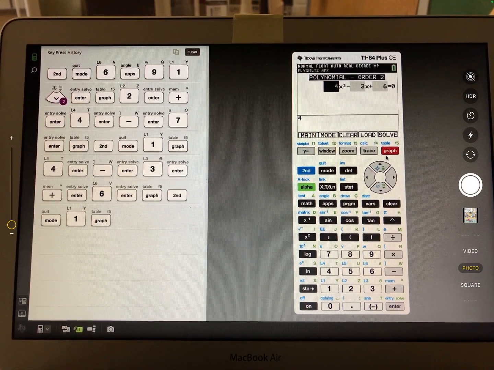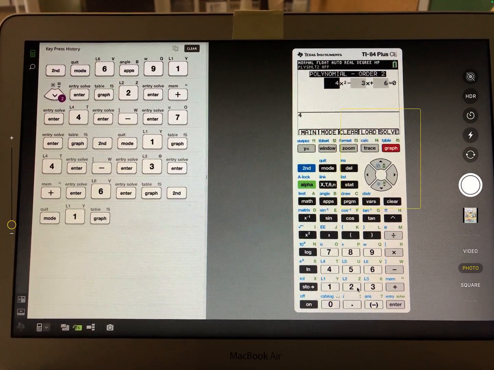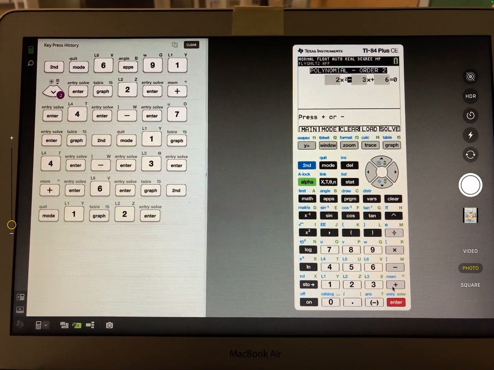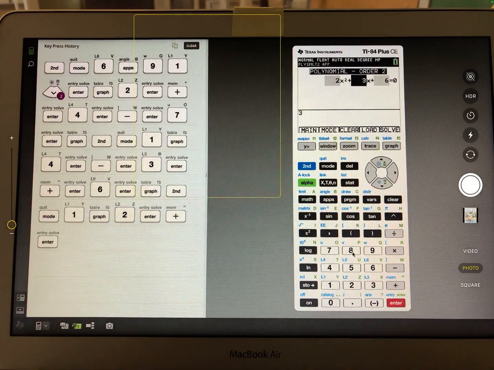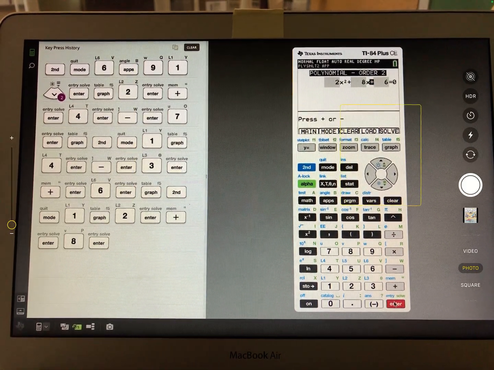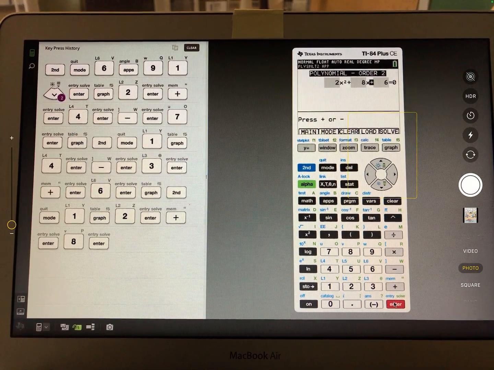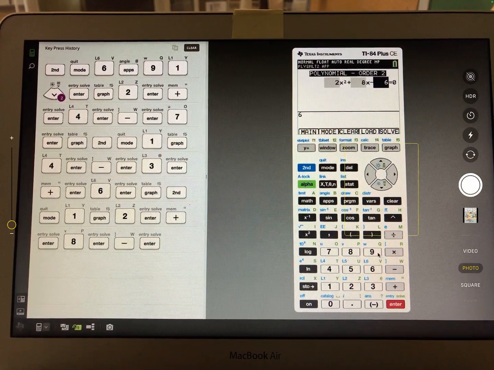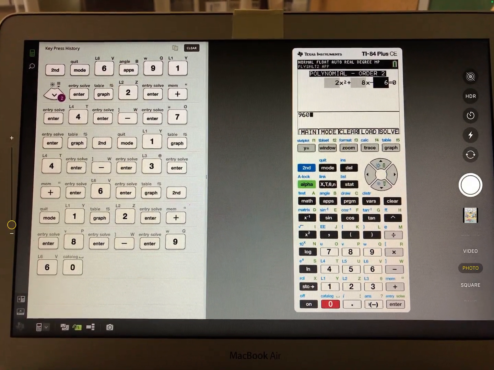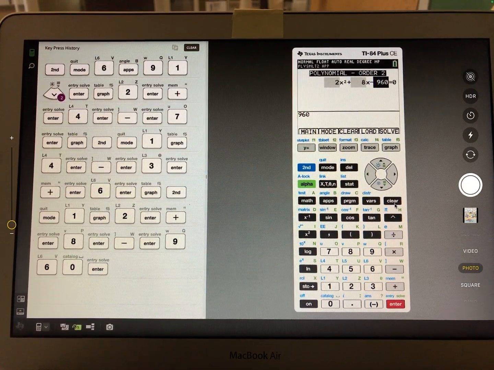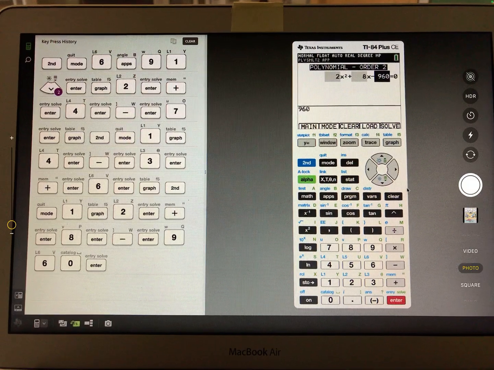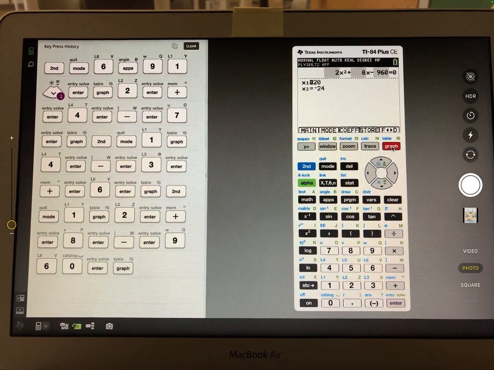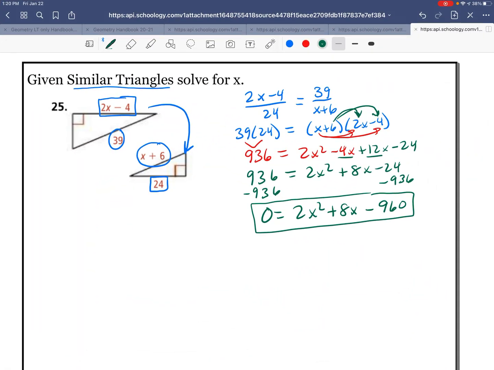And let's put in our equation, which was 2x squared, so 2, enter, plus 8x, so plus, enter, 8, enter, and then minus 960, so minus, enter, 960, enter. Double check that that matches our quadratic equation. It does, and then we want to solve it. We have 2 solutions, 20 and negative 24. So we're going to use those 2 solutions here.